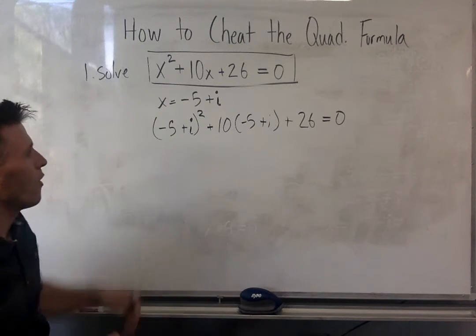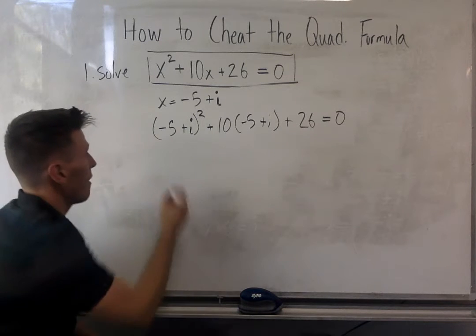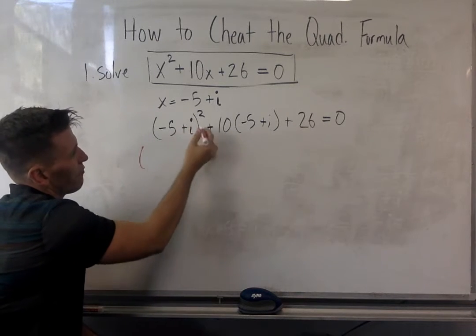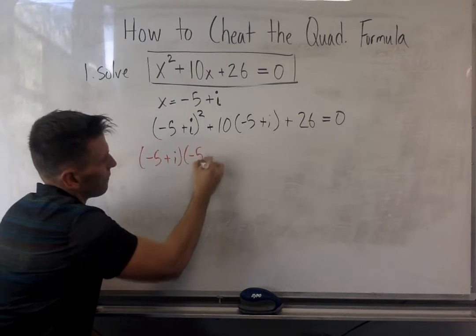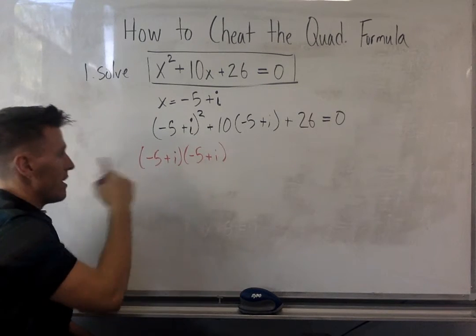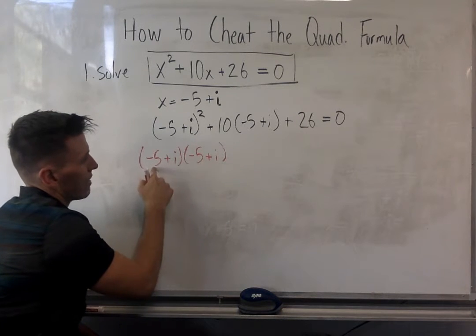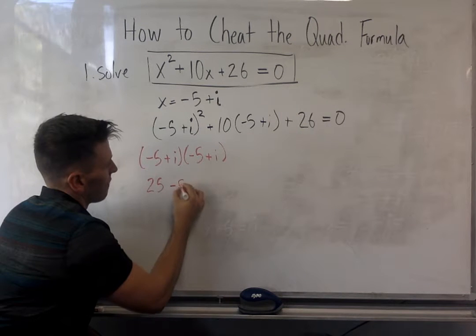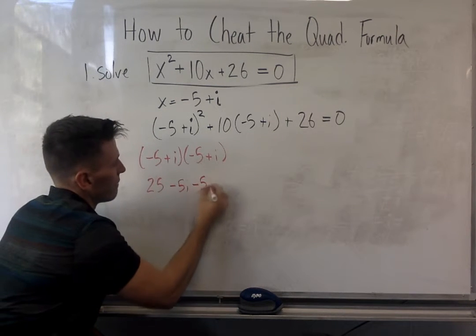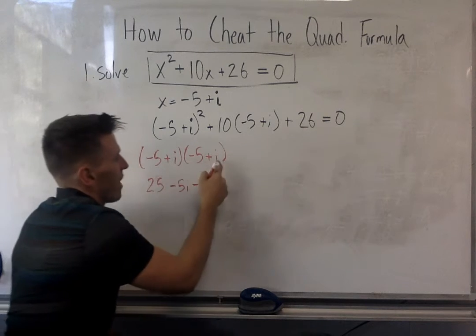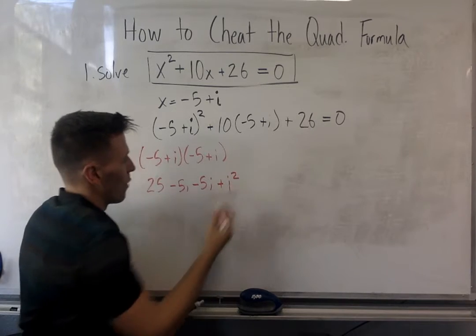All right, this is going to involve some work that I could do in my head, but because I've noticed that it can be frustrating to follow, I'm actually going to write it out. So (-5 plus i) squared is (-5 plus i) times (-5 plus i), and -5 times -5 is a positive 25, and then a -5 times a positive i is a -5i, and a -5 times a positive i is another -5i, and a positive i times a positive i is a positive i squared.